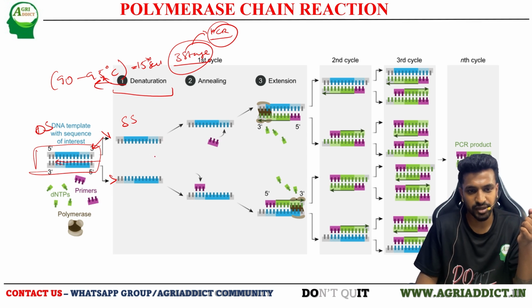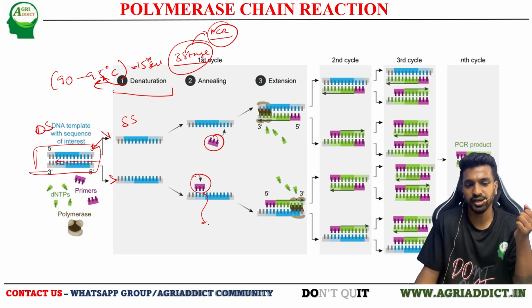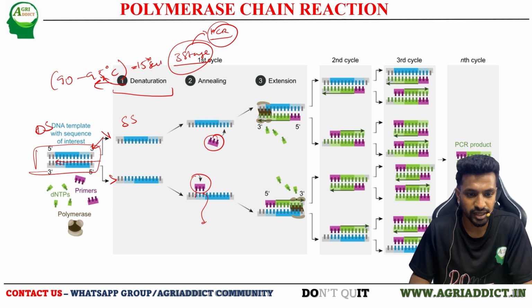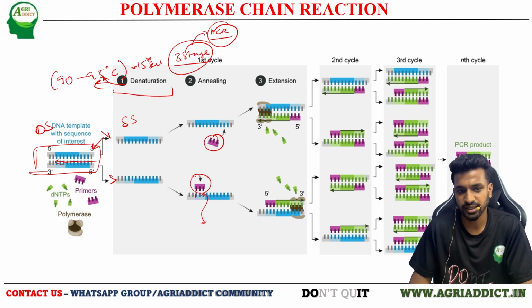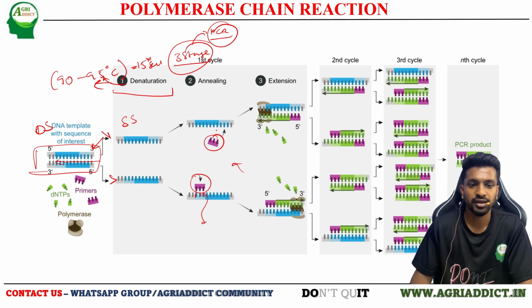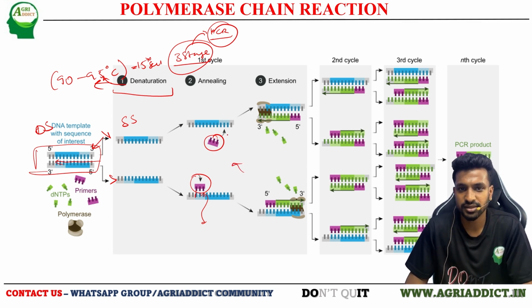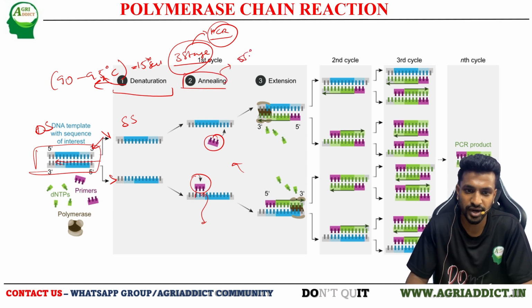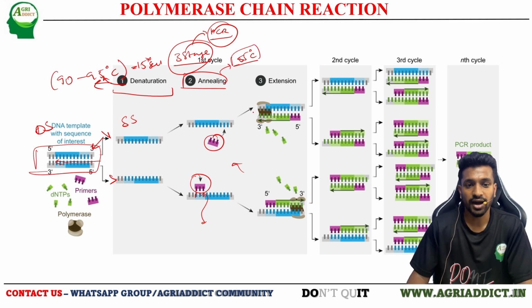So once it has been denatured, we have to synthesize the artificial primers, like synthetic primers are designed, which will be complementary to the ends of this target DNA on both the strands, and these primers will be attached to these two single strands at a temperature of 52 to 55 degrees Celsius, and this process is called annealing. And after this process, there is a last step which is extension.